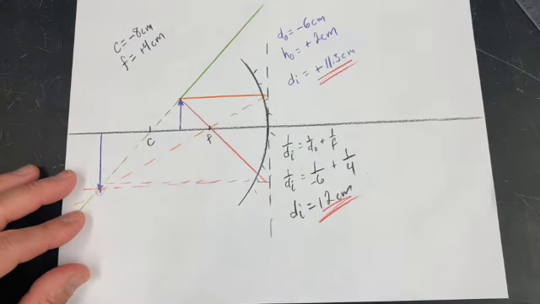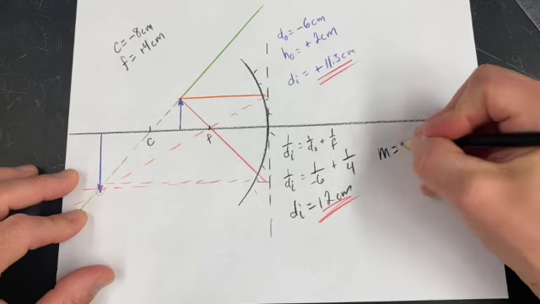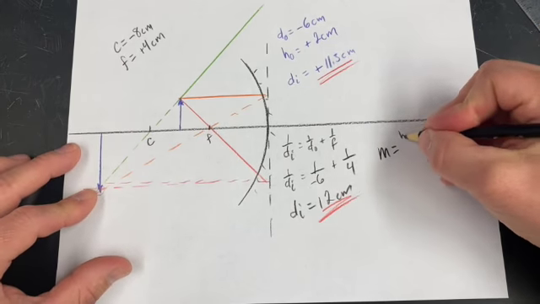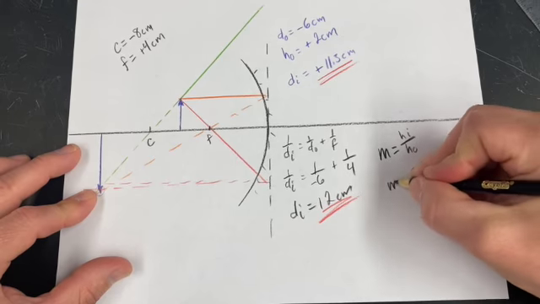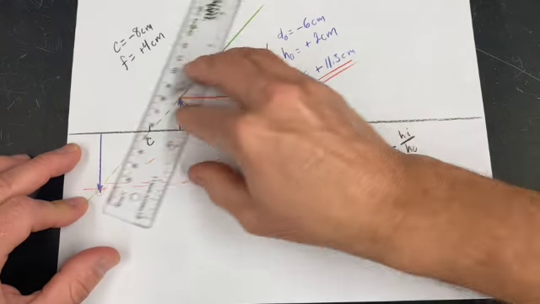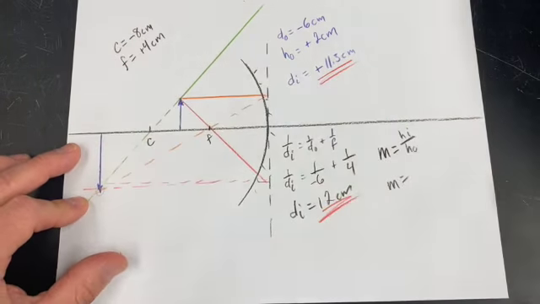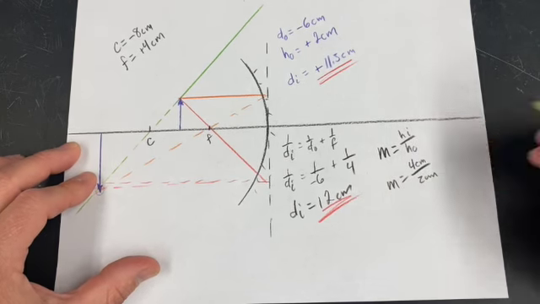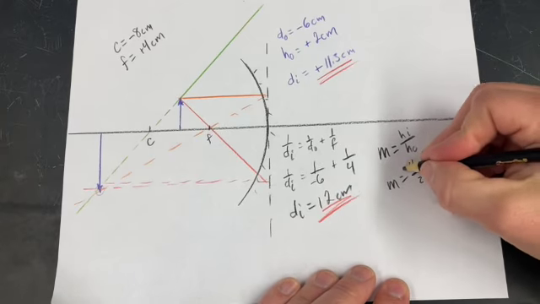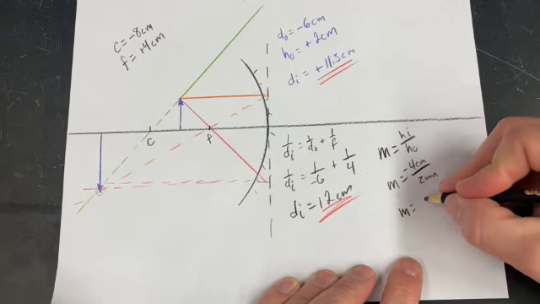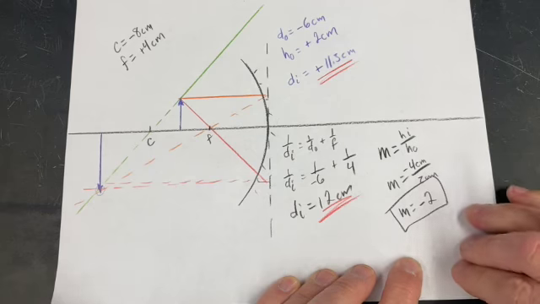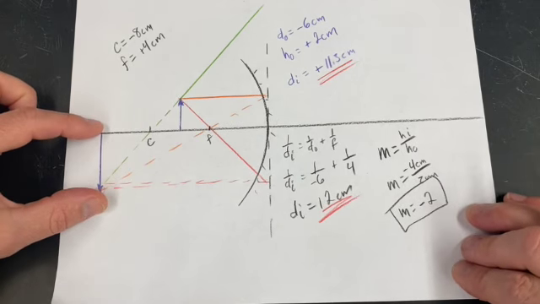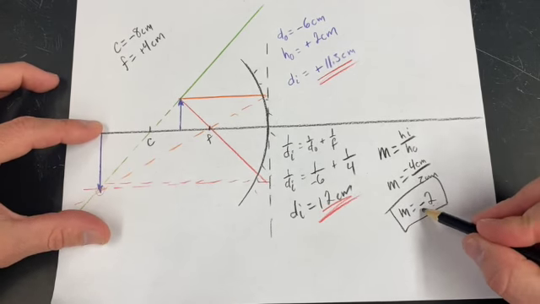I could go through the magnification again. Magnification is the HI over HO. So my magnification is, go ahead and measure that up. Looks like it's about 4. Is 4 centimeters over 2 centimeters. And I failed to put in that as a -4. So my magnification is -2, which means that the size of the image is twice as big, 2, but upside down, negative.